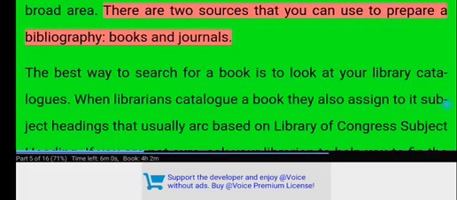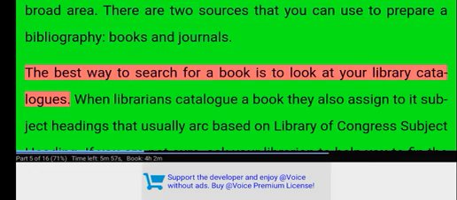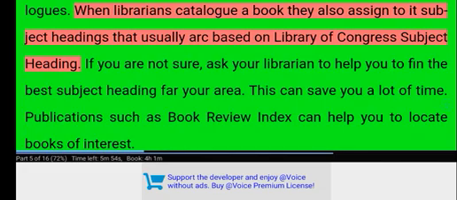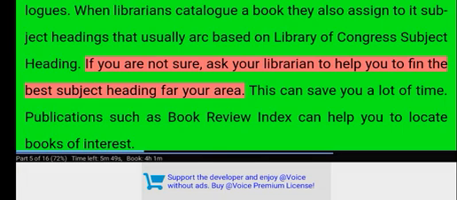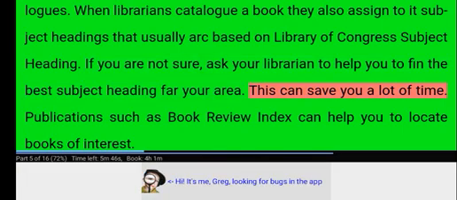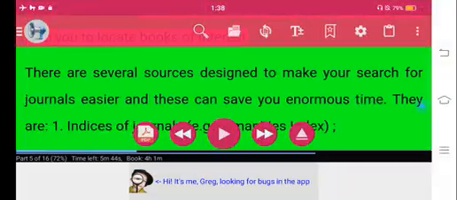There are 2 sources that you can use to prepare a bibliography: books and journals. The best way to search for a book is to look at your library catalogs. When librarians catalog a book, they also assign to it subject headings that usually are based on Library of Congress subject headings. If you are not sure, ask your librarian to help you define the best subject heading for your area. This can save you a lot of time. Publications such as Book Review Index can help you to locate books.